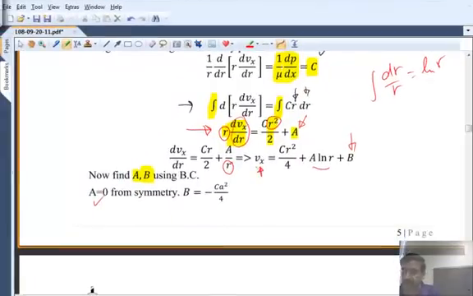Vx equal to 0 at r equal to capital A. At r equal to A, put Vx equal to 0. Okay, so this term would drop out for this boundary condition.